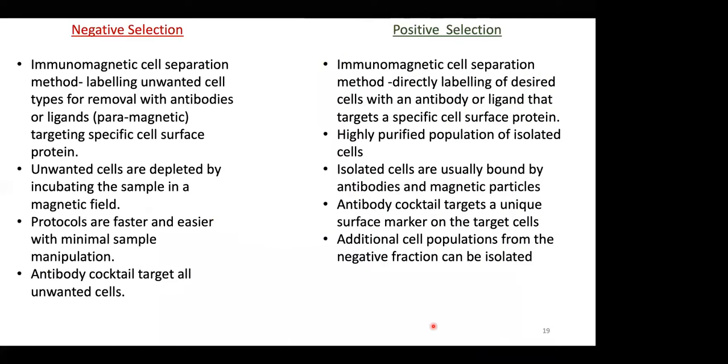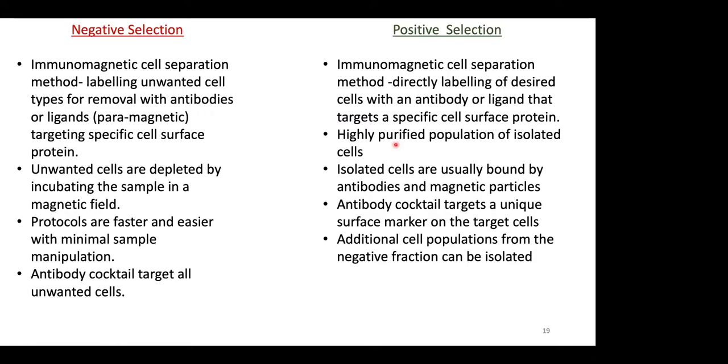Now enrichment can be done in two ways. There is density-based centrifugation using Ficoll, but the most commonly used method is immunomagnetic cell separation. Now you have two techniques, either a negative selection or a positive selection. In negative selection, you have the antibody, which is tagged to a paramagnetic material, and it targets the unwanted cells, which you would like to get rid of.